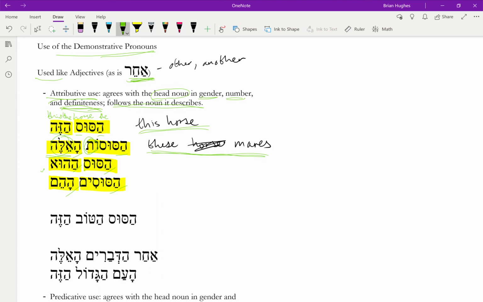Futato points out that if you've got an attributive adjective connected to a noun, then the demonstrative pronoun will often follow the adjective. So here we have the horse, the good, so that would be the good horse, and then hazeh, that would mean this good horse. So all of these are pointing back to the same head noun.